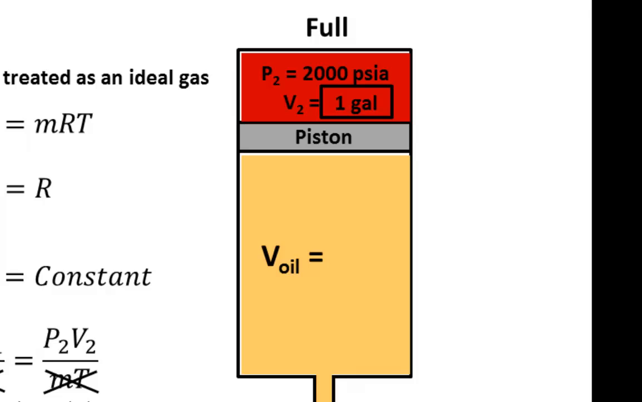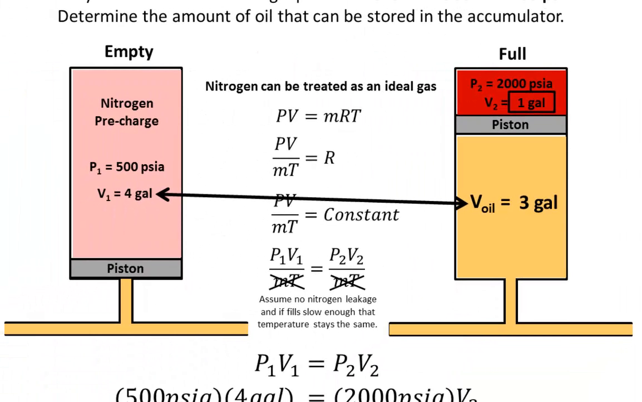Well, that's a simple subtraction problem. The total volume was 4 gallons, and 1 gallon of that is now in compressed nitrogen, which leaves 3 gallons left over for the oil. So this 4-gallon accumulator has the capacity to hold 3 gallons of hydraulic oil.